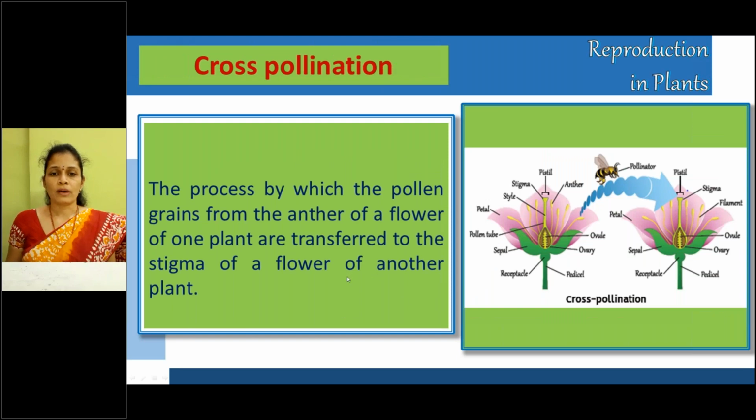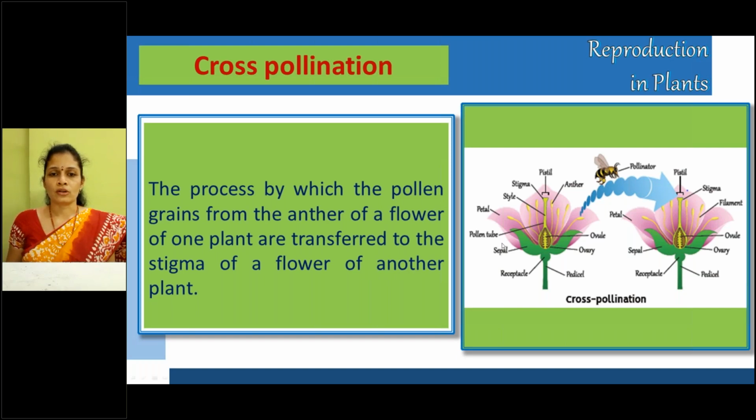The process by which the pollen grains from the anther of a flower of one plant are transferred to the stigma of a flower of another plant is called cross-pollination. I repeat, children, look at the definition, all of you, once again. The process by which the pollen grains from the anther of a flower of one plant are transferred to the stigma of a flower of another plant of the same kind is called cross-pollination.